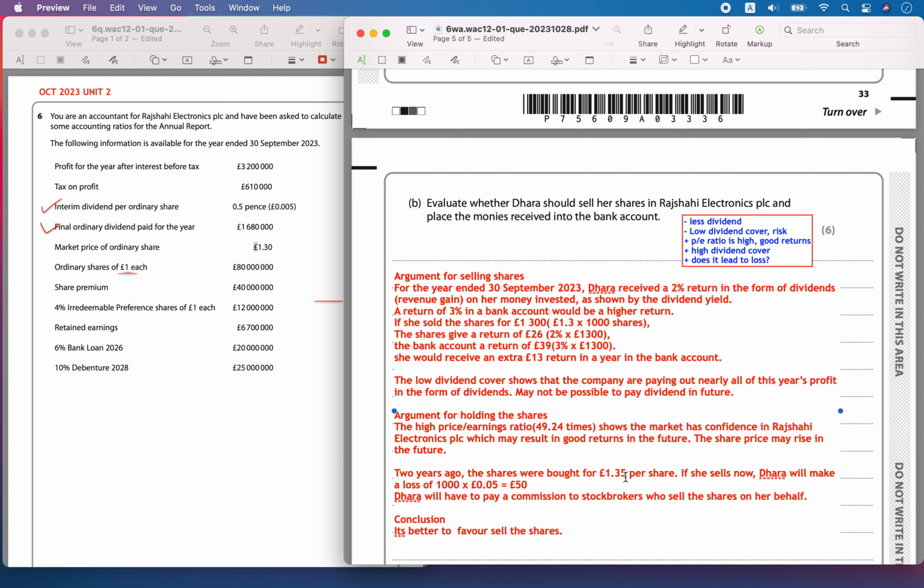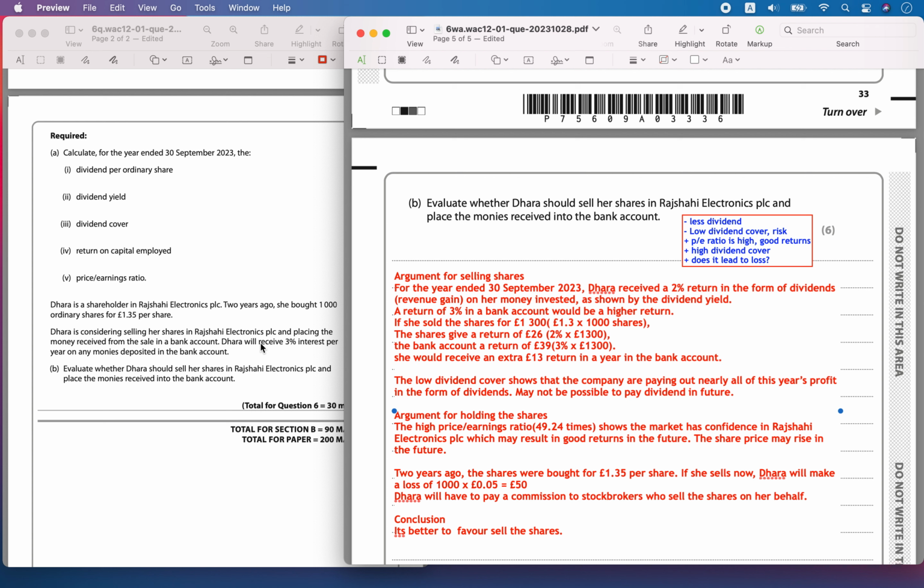Two years ago, the shares were bought for 1.35 per share. If she sells now, she will make a loss, because now the market price is 1.30, whereas she had bought it for 1.35. So she will make a loss of 50 pounds. Dhara will also have to pay commission to the stockbrokers whenever she asks them to sell the shares on her behalf, so that will be an extra commission cost. She will not only lose 50 pounds, she will also lose the commission cost.